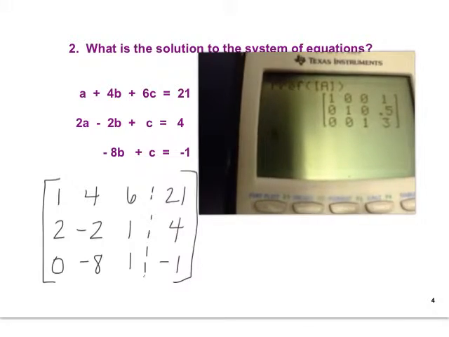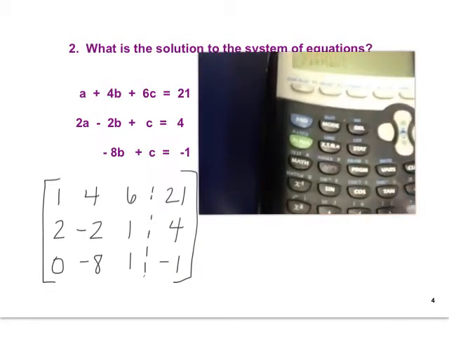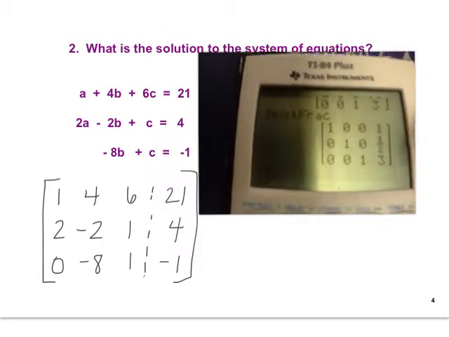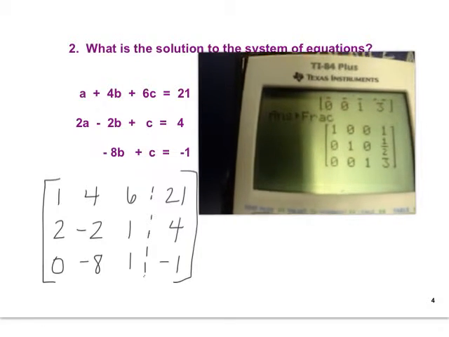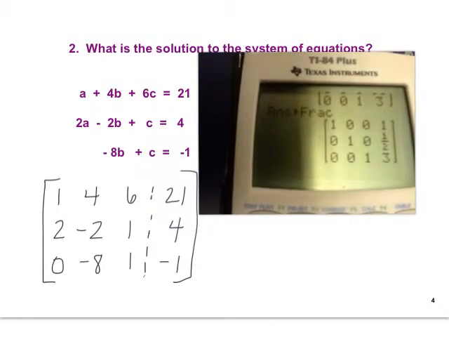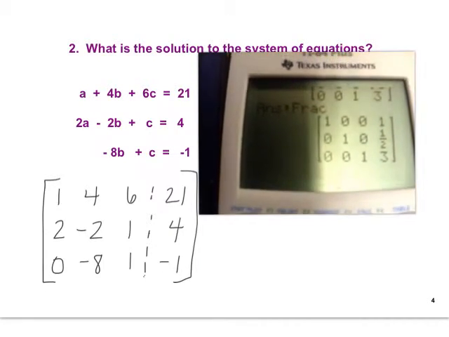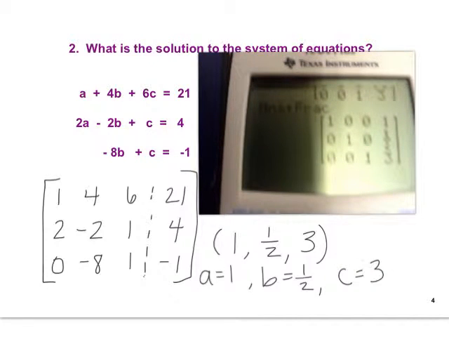I could convert that to fractions by pushing math, enter, enter, and we would see B as the fraction 1/2. And then we can write our solution as an ordered pair. So this shows my solution as the ordered pair (1, 1/2, 3), or I could write that the variable A equals 1, B equals 1/2, and C equals 3.